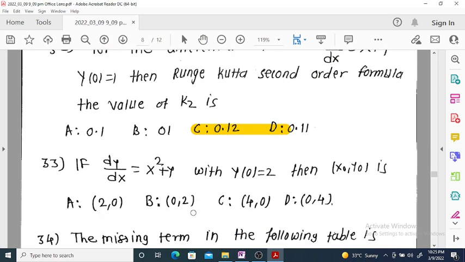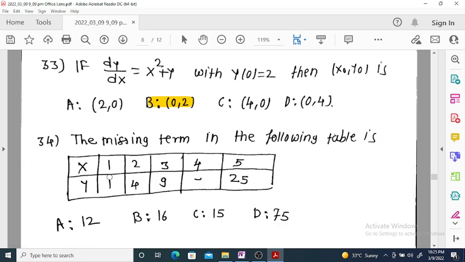dy by dx is equal to x square plus y. Then what is the value of x0, y0? x0 is 0, y0 is 2, so the correct option is 0, 2. The missing term, now this is 2 raised to 0, 2 raised to 2, this is 1 square, 2 square, 3 square, so 4 square is 16.